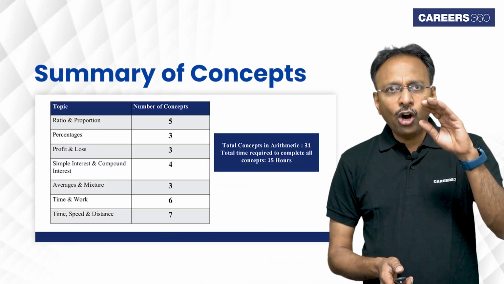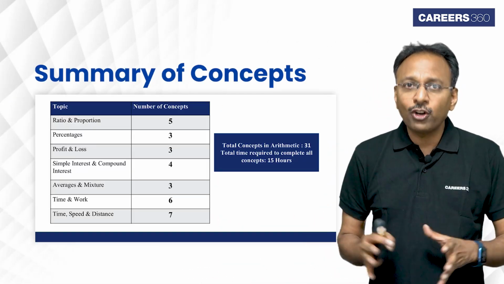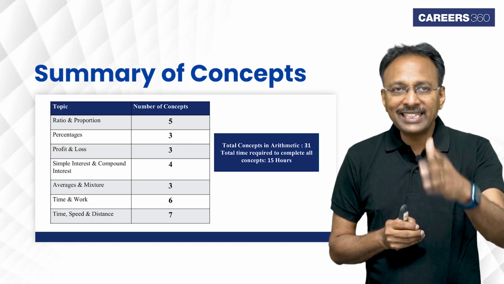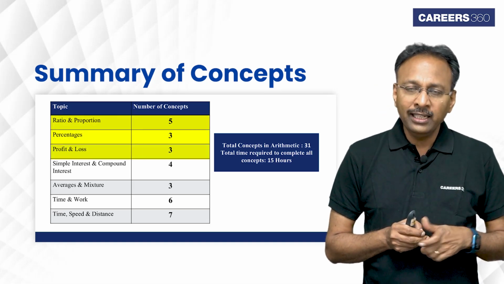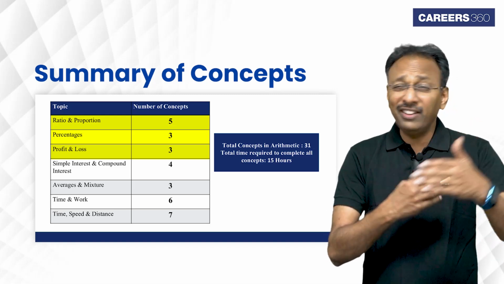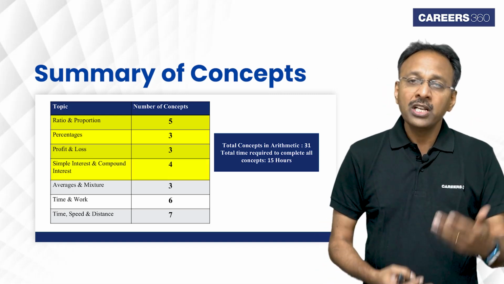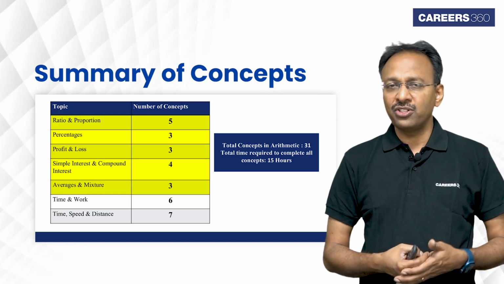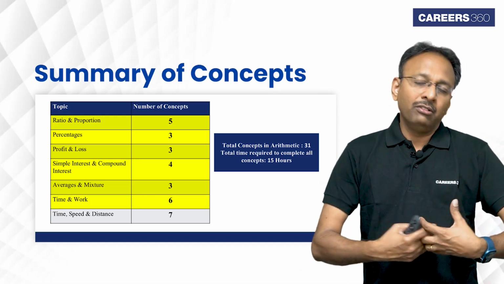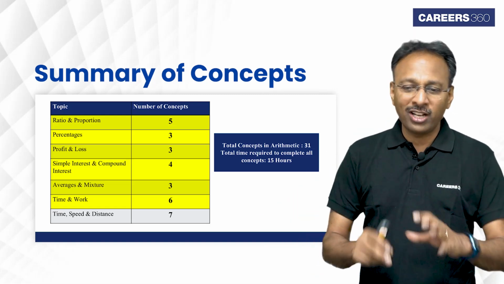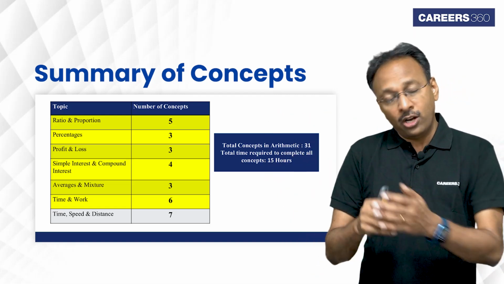So let's look at the areas you need to be really good at in this very important topic called arithmetic. If I look at all the topics and the number of concepts in each, ratio and proportion has 5, percentages only 3, profit and loss again 3, very similar. Simple interest, compound interest 4, averages, mixtures 3, time and work about 6. Actually time and work is only 1, but we've elongated and spread it across, saying there are so many types of concepts.